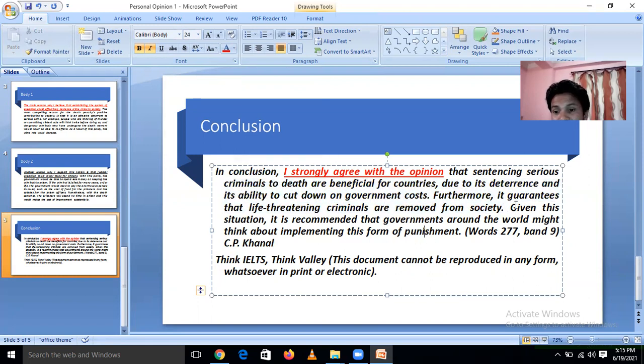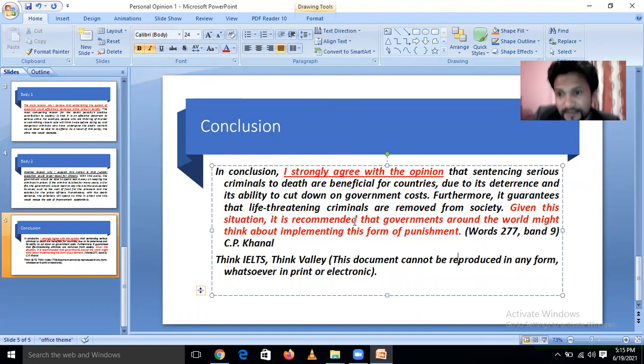So here is the recommendation, because I felt that the number of words was less than 250. Given this situation, it is recommended that governments around the world might think about implementing this form of punishment. So this is my recommendation to the countries. If they implement the death penalty, they would be able to have peace and security in the society, and they would also be able to save a huge amount of money.